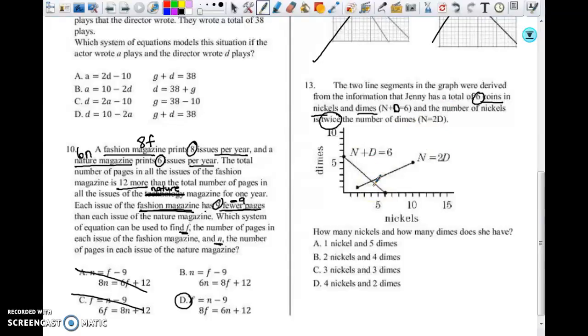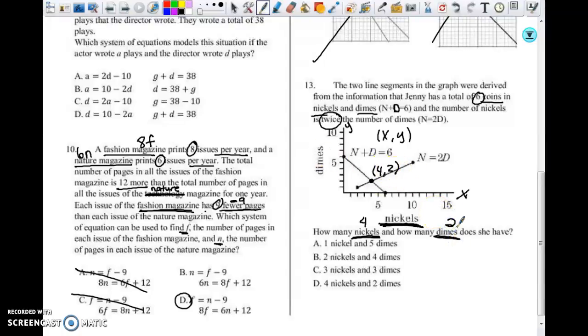Then they graph it. Again, we know we have a solution when there's an intersection. So we can look here. My x's are talking about nickels, right? This point right here would be 1, 2, 3, 4 comma, how many did we go up? 1, 2. So 4 comma 2. Remember, this is your x-axis, this is your y, and it's always x comma y. So x would be 4, so nickels would be 4, and dimes, which is the y, would be 2.